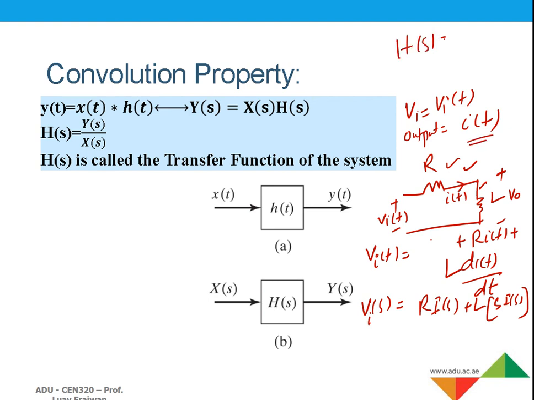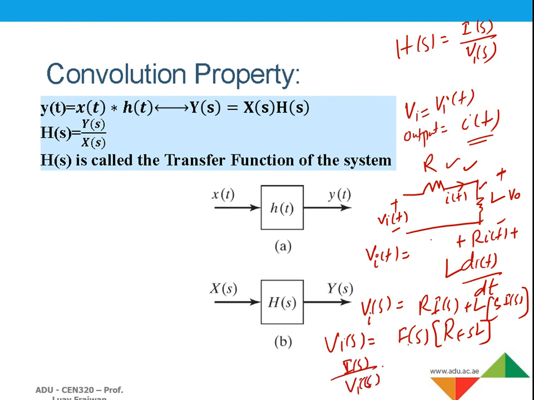So the transfer function will be the output over the input. Okay, so from this V of s, if I take I of s common, that will be R plus sL, and the ratio of the output to the input will be 1 over R plus sL. So that will be the transfer function in this case. This way we can calculate the transfer function for any kind of system.